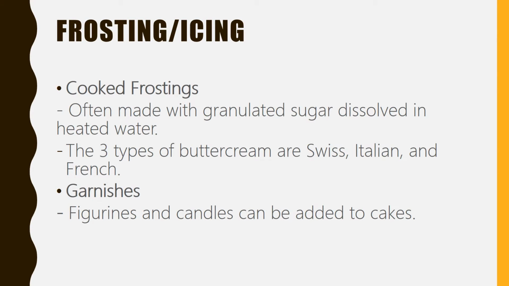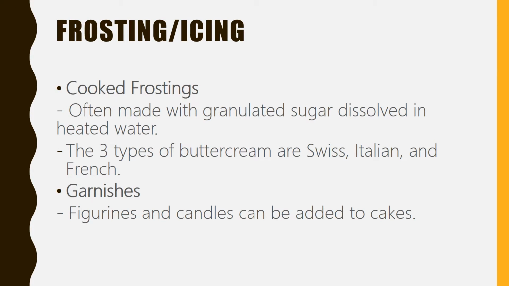Cooked frostings. Cooked frostings are often made with granulated sugar that is dissolved in heated water. Additional ingredients may include egg whites, cream of tartar, or corn syrup. A common cooked frosting that contains either granulated or confectioner's sugar is buttercream frosting. Buttercream has 3 different types: Swiss buttercream, Italian buttercream, and French buttercream.